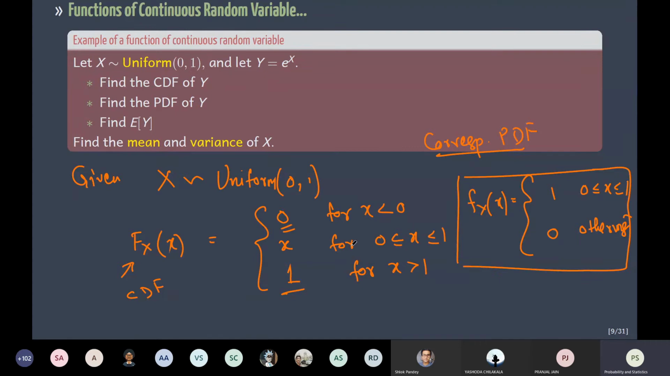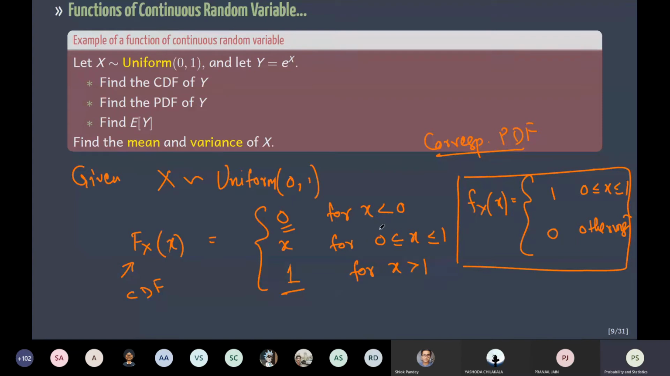So these are the two things we are given, and from there we are supposed to find the CDF of y. Okay, and what are the other things we notice? Remember the range of x is where? Remember that we redefined the range.